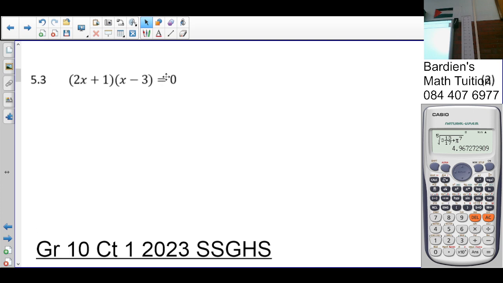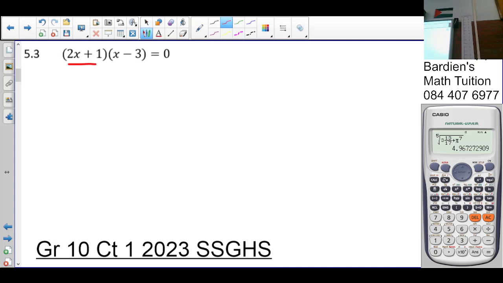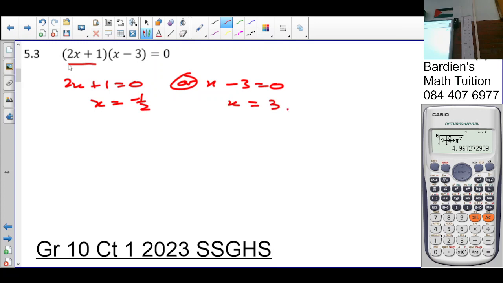The next one. Now some of you went and multiplied this out already. It's already factorized, and it's already equal to 0. So what do we say? 2x plus 1 is equal to 0, or x minus 3 is equal to 0. So x is equal to minus a half, or x is equal to 3. Okay, so already factorized.